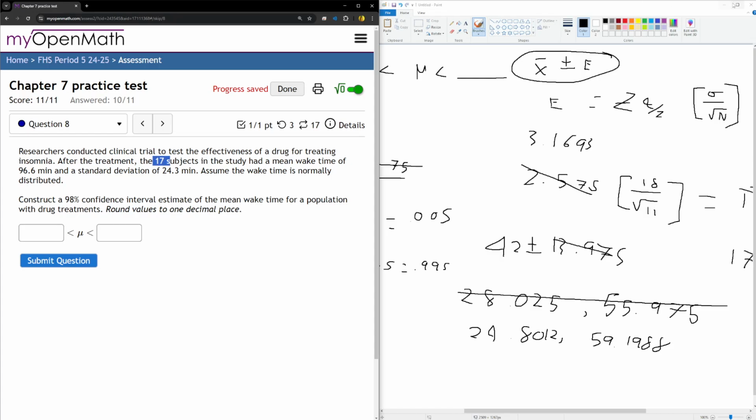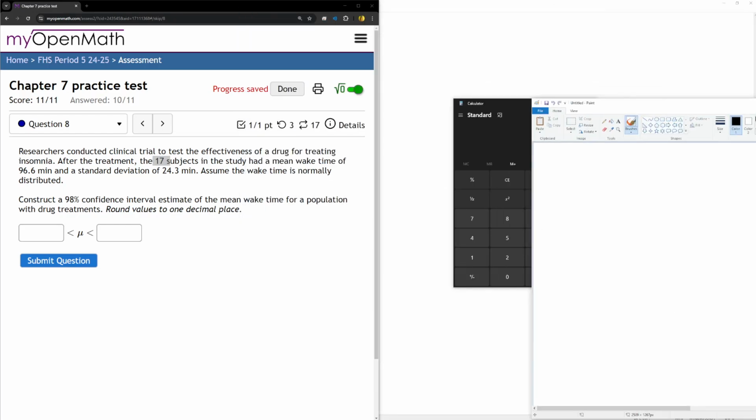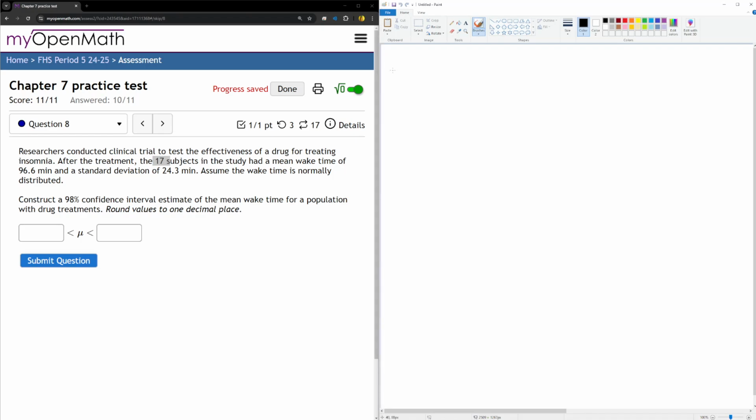Oh, let me refresh this. N is 17. They had a mean of 96.6, standard deviation of 24.3, 98%. It's a whole lot of numbers. I actually don't feel like doing the math.